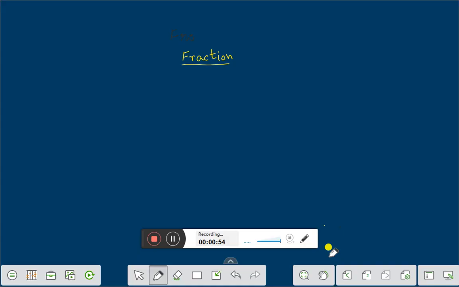Now, how do we represent a fraction? Suppose we have taken a figure like this, and suppose this part and this part are equal, only then can a fraction be explained. Suppose this one is the shaded portion. Now, what fraction of this is shaded? Shaded is one part and the total is 1 plus 1, that is 2.